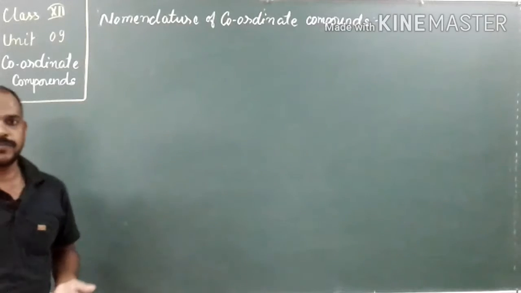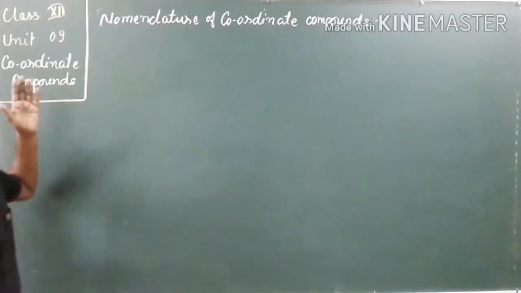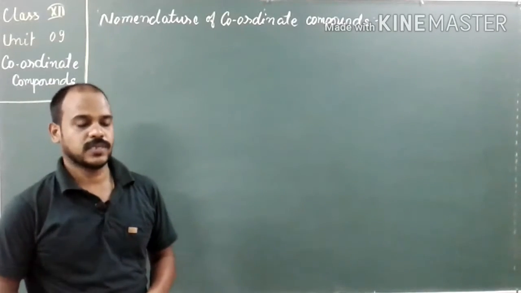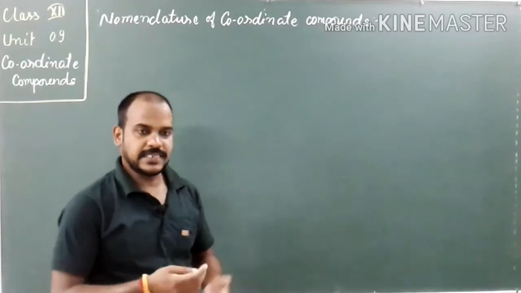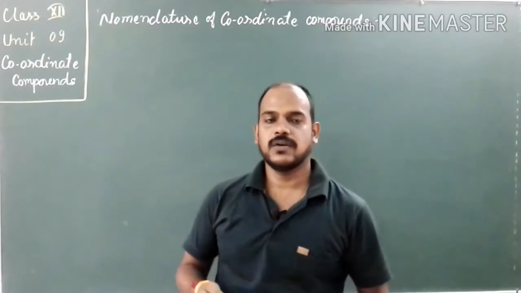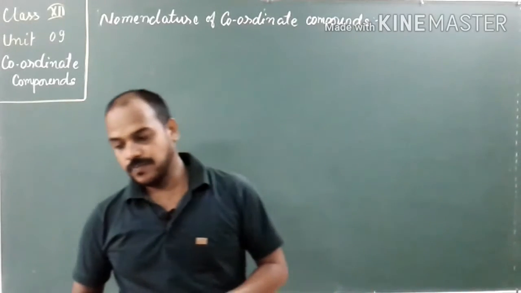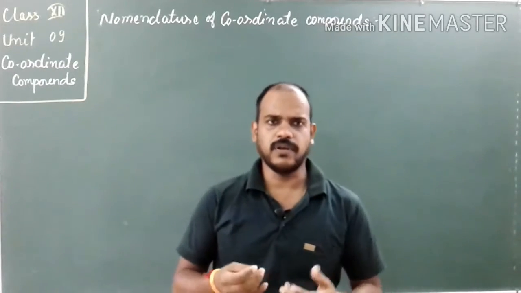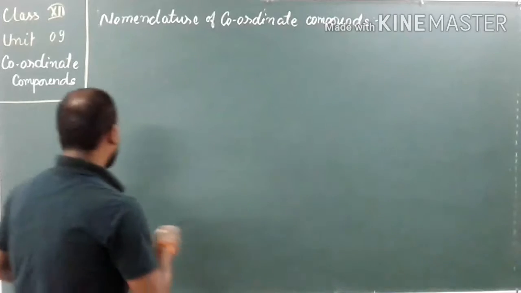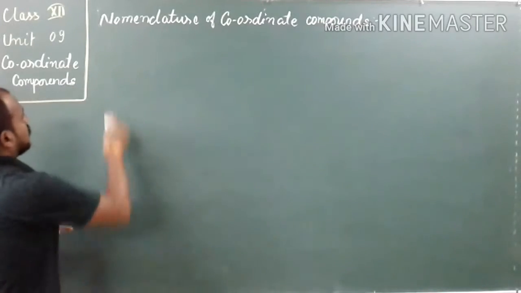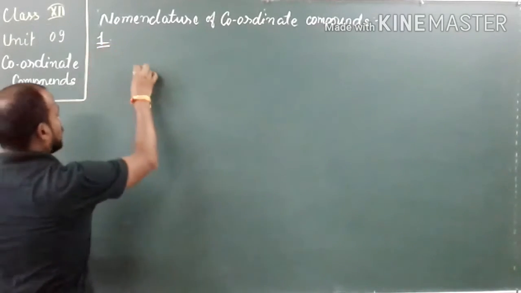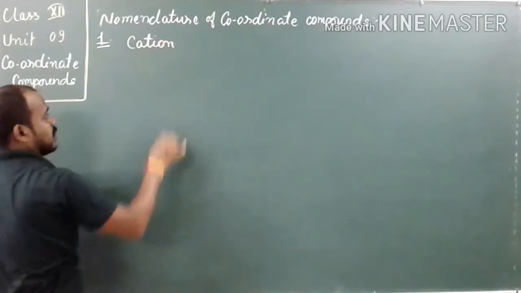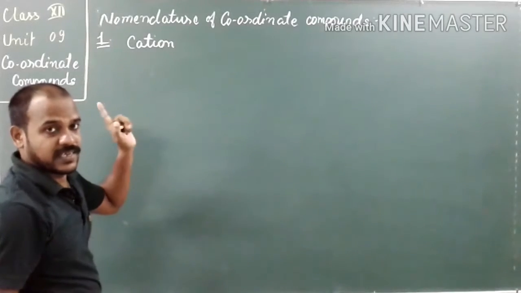In my previous video, I told you about the basic terms and definitions related to coordination compounds. So in today's session, we will try to write the names of coordination compounds. To write the names of coordination compounds, there are some rules which we will follow. The first rule, rule number 1, is to write first the name of the cation.